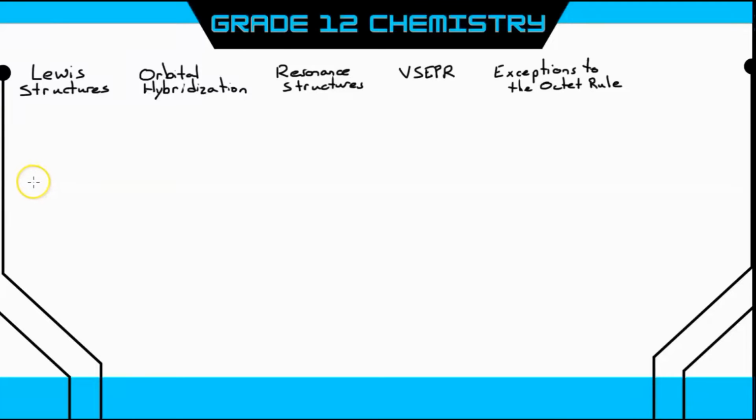So in this grade 12 chemistry tutorial, I'm going to go over a bunch of different examples of Lewis structures and show you how to do them. And as we're doing them, we're also going to look at other concepts: orbital hybridization, resonance structures, VSEPR, and exceptions to the octet rule.